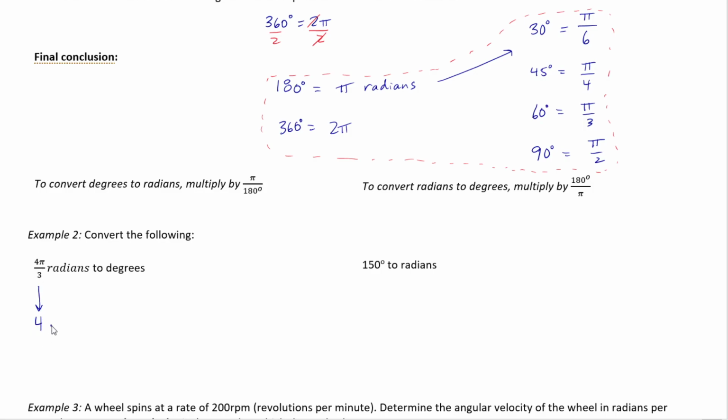4 pi over 3s. Well, if I have 4 pi over 3s and pi over 3 is 60 degrees, then I have 4 60 degrees. Right? Because pi over 3, I'll remember that that is 60 degrees. So 4 pi over 3 is just equal to 4 times 60 degrees, and that's equal to 240 degrees.